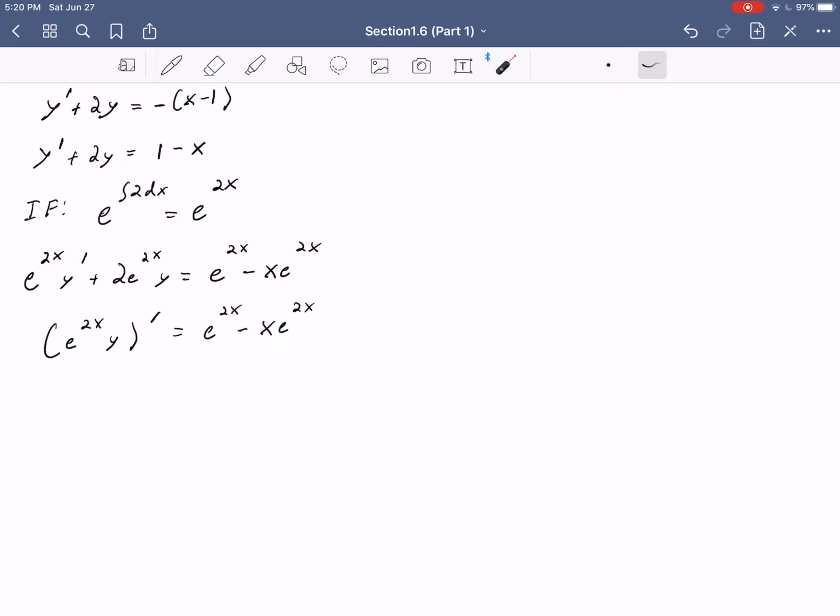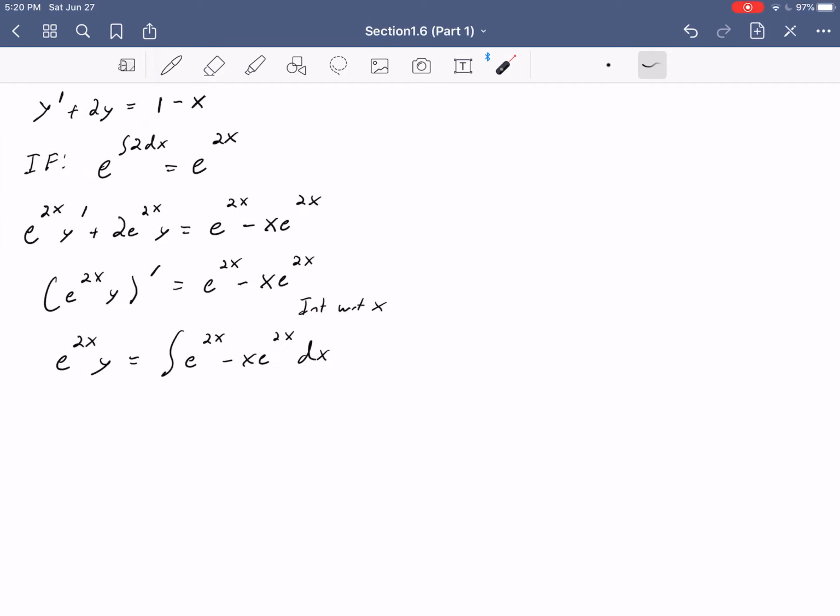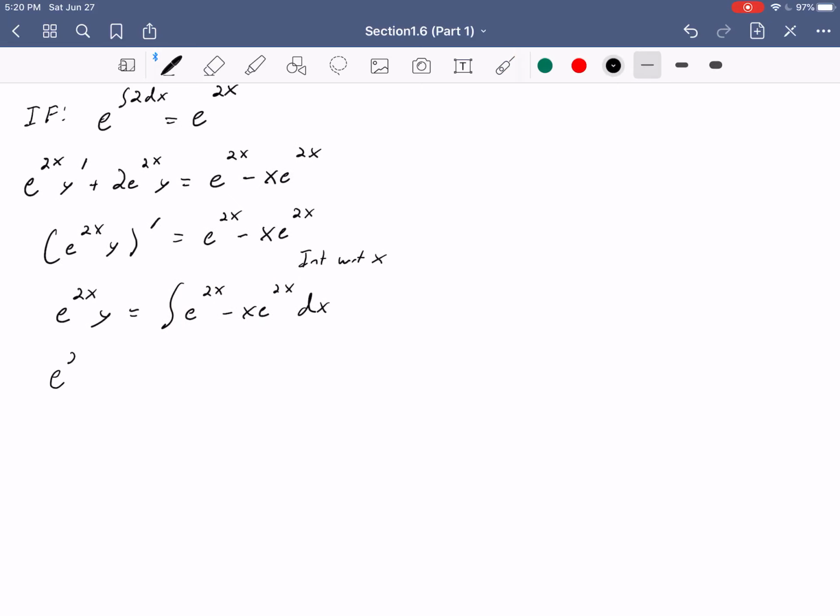Let's go ahead and then integrate both sides with respect to x. So e to the 2x y is going to be the integral of e to the 2x minus x e to the 2x dx. Now, we could do this as two separate integrals and then use integration by parts on this. Turns out we can be a little bit clever and refactor and then just do integration by parts once. So I'm going to recognize this as the integral of 1 minus x times e to the 2x dx.